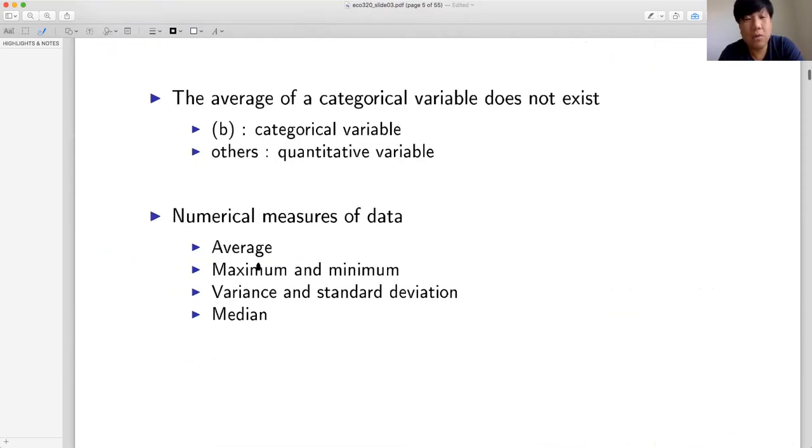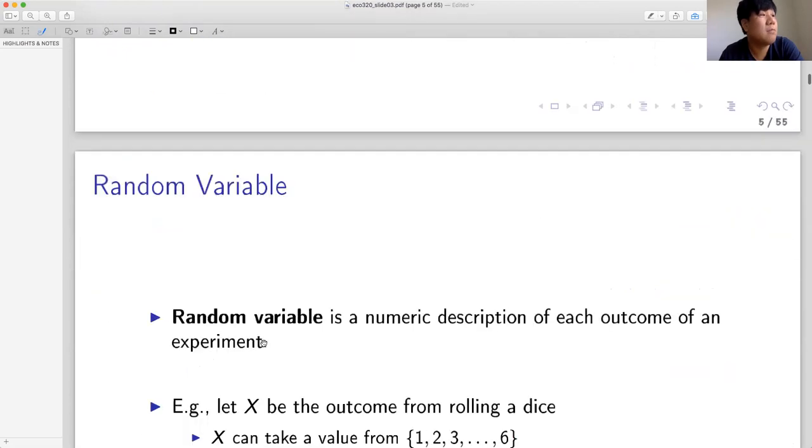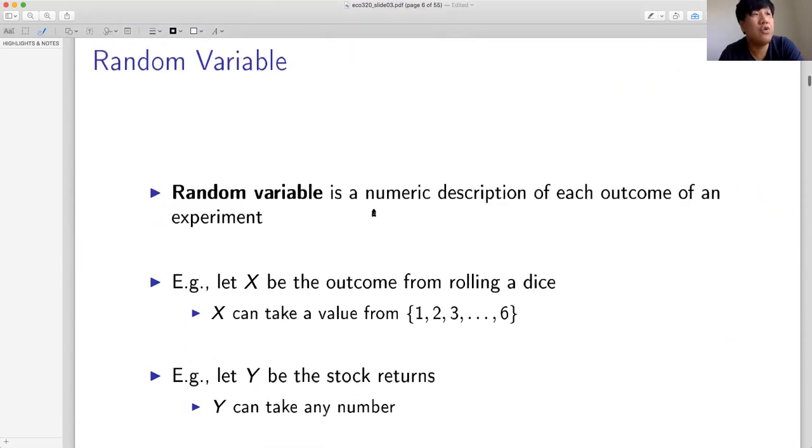Because those are quantitative data, we can calculate the average, maximum, minimum, variance, standard deviation, and median. A random variable is a numerical description of each outcome of an experiment. For example, in previous cases, we flip a coin or roll a die. Those are random variables. That is actually from an experiment. Based on the experiment, we learned in the first chapter what an experiment is, right? Rolling a die or flipping a coin, those are experiments.